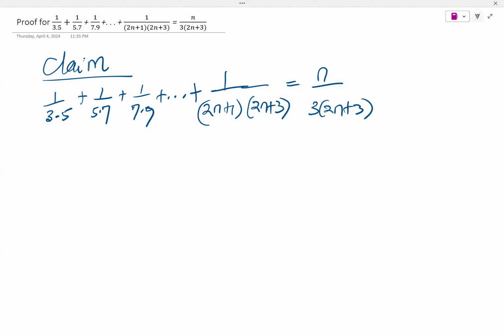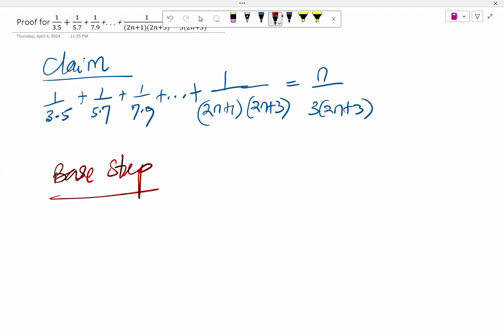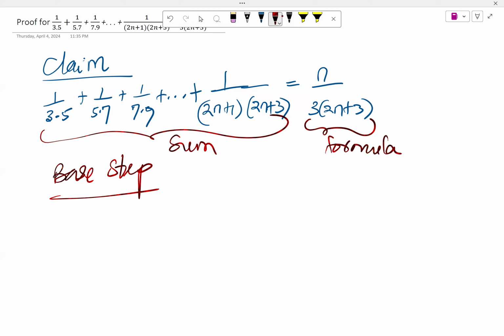So the next thing to do is the base step. On the left-hand side, you have a sum, and on the right-hand side, you have a formula. With the sum, you add things up, and with the formula, you substitute values. So at n equals 1, you just pick the first term. That's 1 over 3 times 5, which is 1 over 15 on the left-hand side.